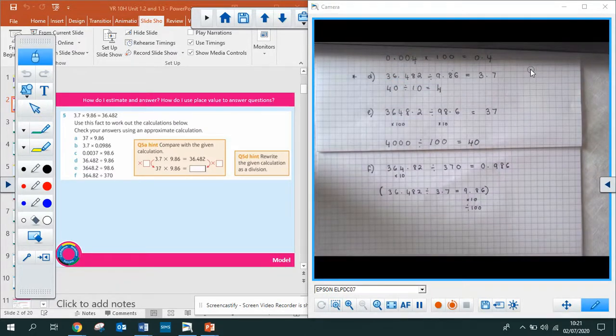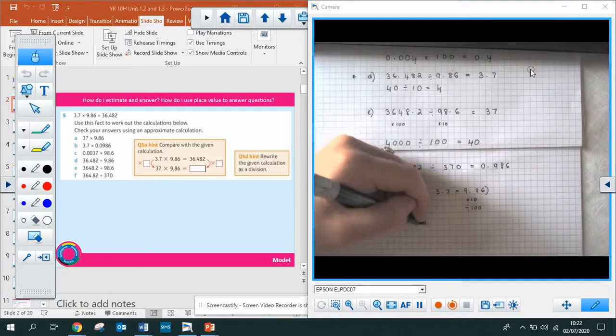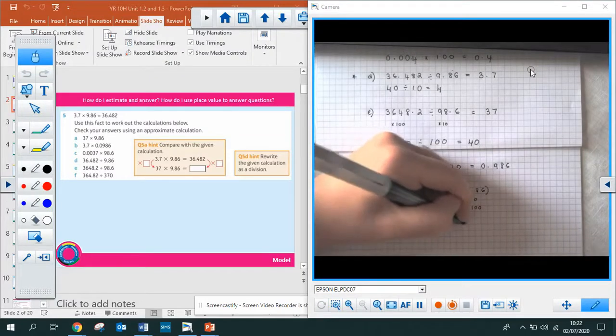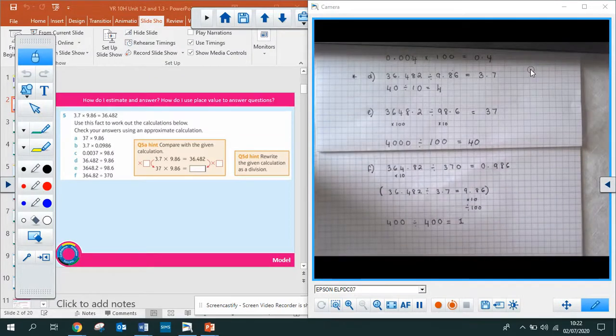Okay, let's check that by rounding them to significant figures and finding an approximate solution. 364.82 rounded to one significant figure would be 400. Divided by 370 rounded to one significant figure would also be 400. 400 divided by 400 is 1. And my answer is approximately 1. Okay, 0.986 is just less than 1. So my answer is correct.